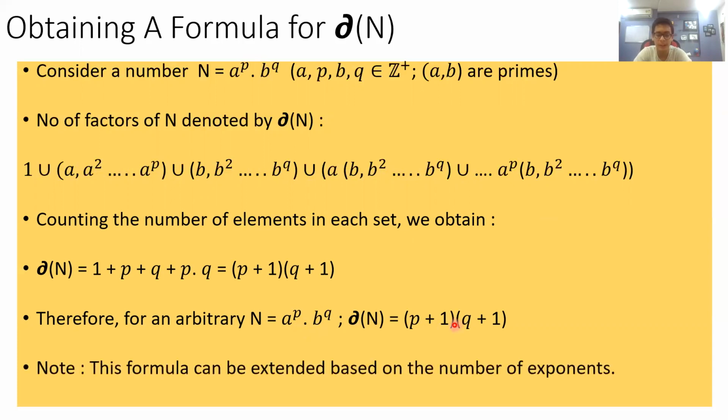Note, this formula can be extended based on the number of exponents. So if your number has 3 exponents, then it's 1 added to all the exponents and you multiply them together, right? So some demonstrations and then we'll end this video.